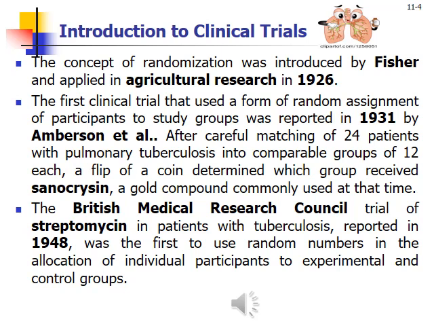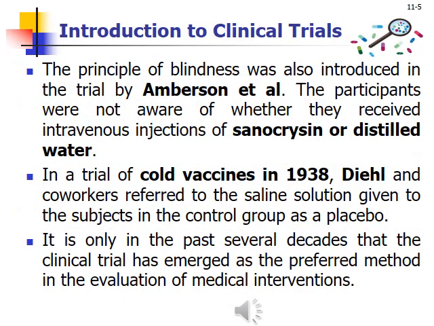The British Medical Research Council trial of streptomycin in patients with tuberculosis, reported in 1948, was the first to use random numbers in the allocation of individual participants to experimental and control groups. The principle of blindness was also introduced in the trial by Amberson et al. The participants were not aware of whether they received intravenous injections of sanocrysin or distilled water.